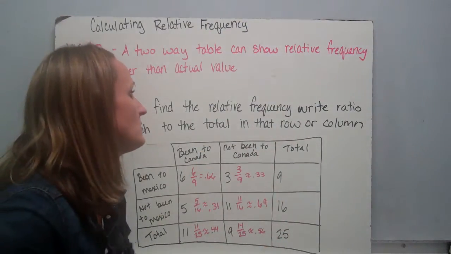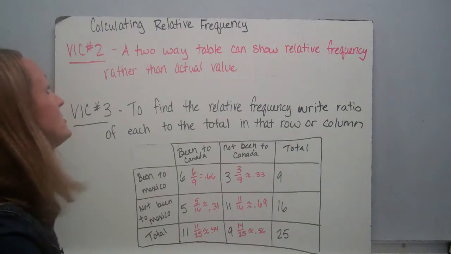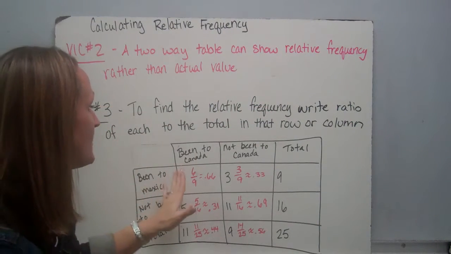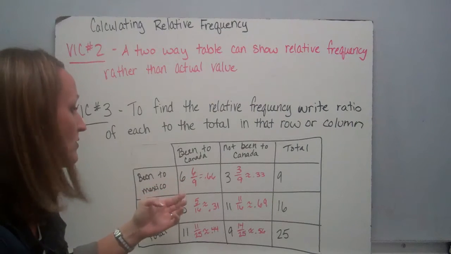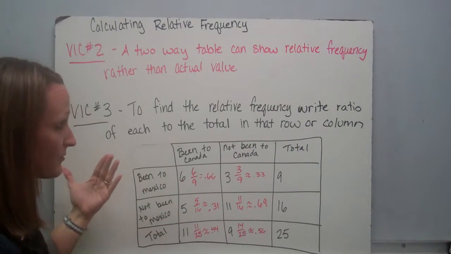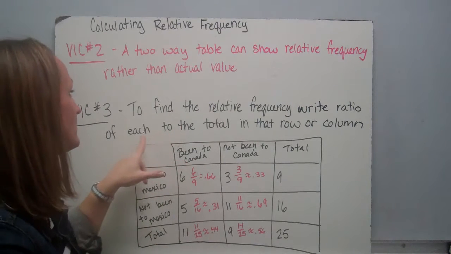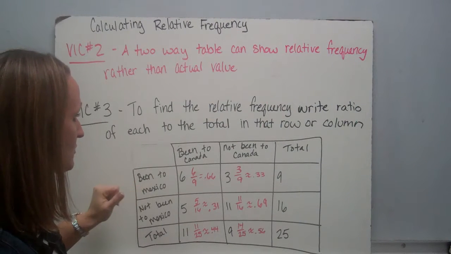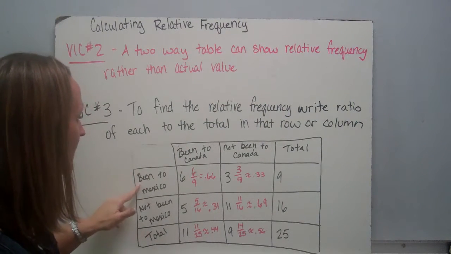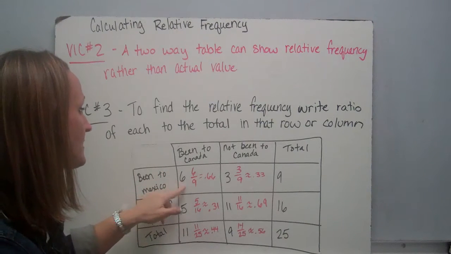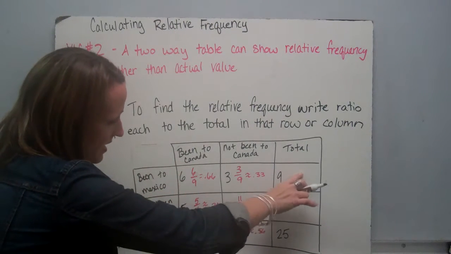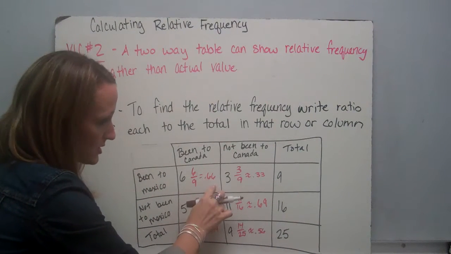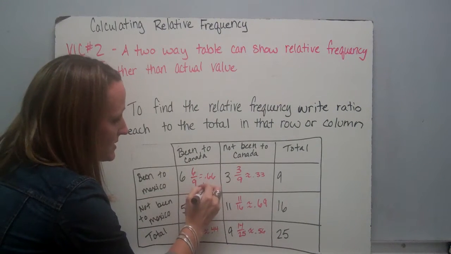Okay? So now, very important concept number 2. A two-way table can show relative frequency rather than actual value. So maybe we just put the relative frequency in there instead of the actual value. If we want to find the relative frequency, we write a ratio of each to the total in that row or column. Okay, so we're trying to find the ratio of who's been to Mexico and been to Canada. So we have 6 out of 9. So I did mine in rows. So 6 out of 9. There's our ratio, and then we turn it into our decimal, which is 66 hundredths, which is the same as 66%.